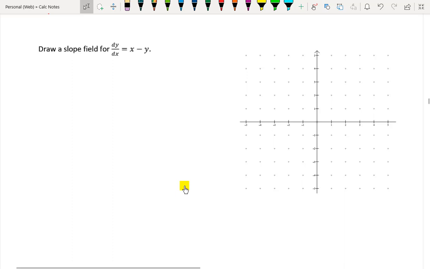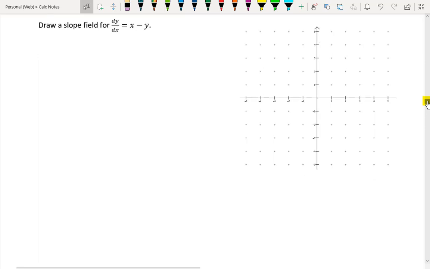It says draw a slope field for dy dx equals x minus y. So this one is a little bit different because of the fact that it does have an x and a y in it. So we just want to kind of keep that in mind. So this time I need to be a little more careful. This one we would not be able to separate the variables on because it's subtraction with y, and you don't want to do dy dx plus y. You want to do y times or divided by y, something along those lines. So we can't separate, but we can still create a slope field for this.